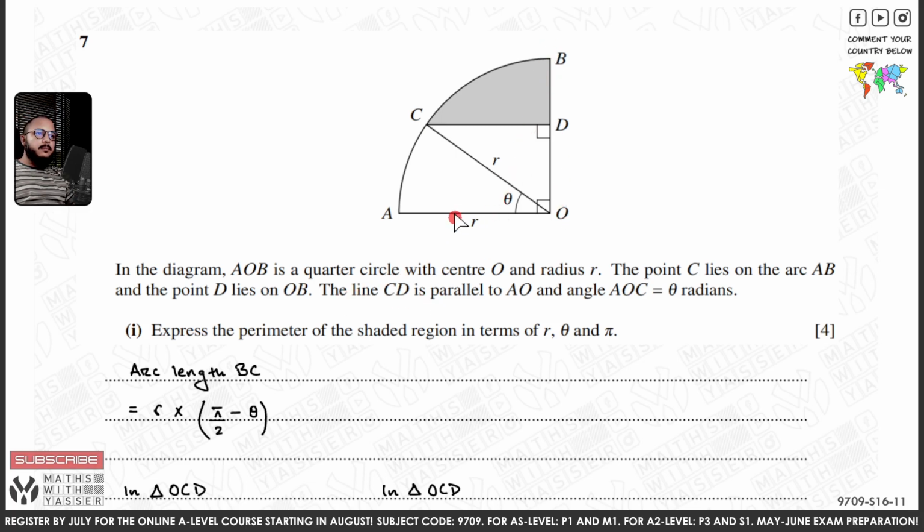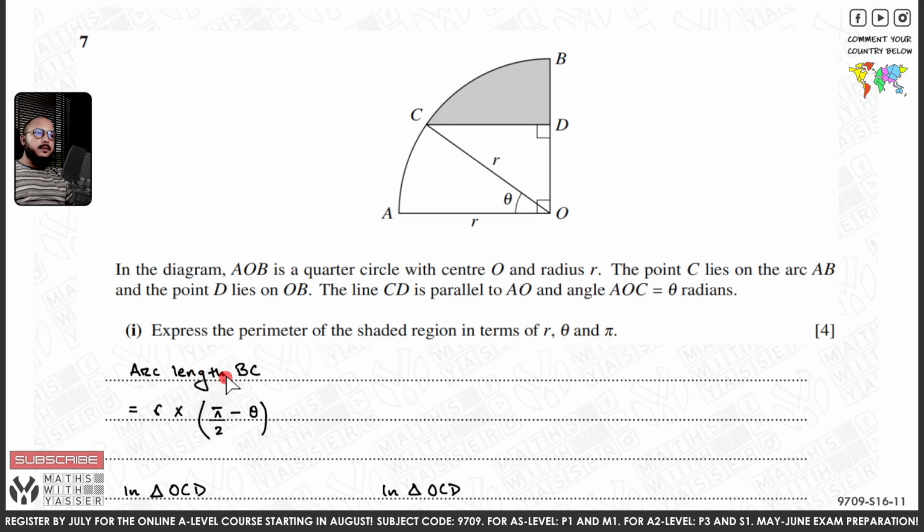The line CD is parallel to AO. And angle AOC is equal to theta radians. We need to express the perimeter of the shaded region in terms of r, theta, and pi.